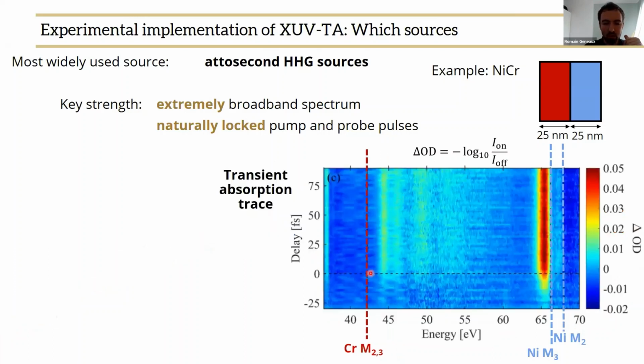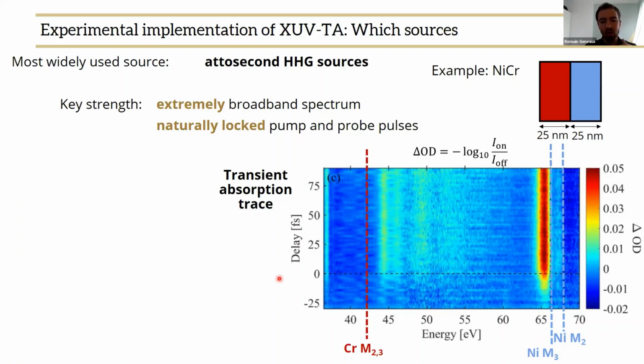And then if you want to do the full time delay scan, this is what you get. Here we get a transient absorption trace in which we have the energy here and the pump-probe delay here. Then you see the features that arise, and you can probe the dynamics of whatever happens in the nickel layer and then in the chromium layer. So that's a nice illustration of the technique.